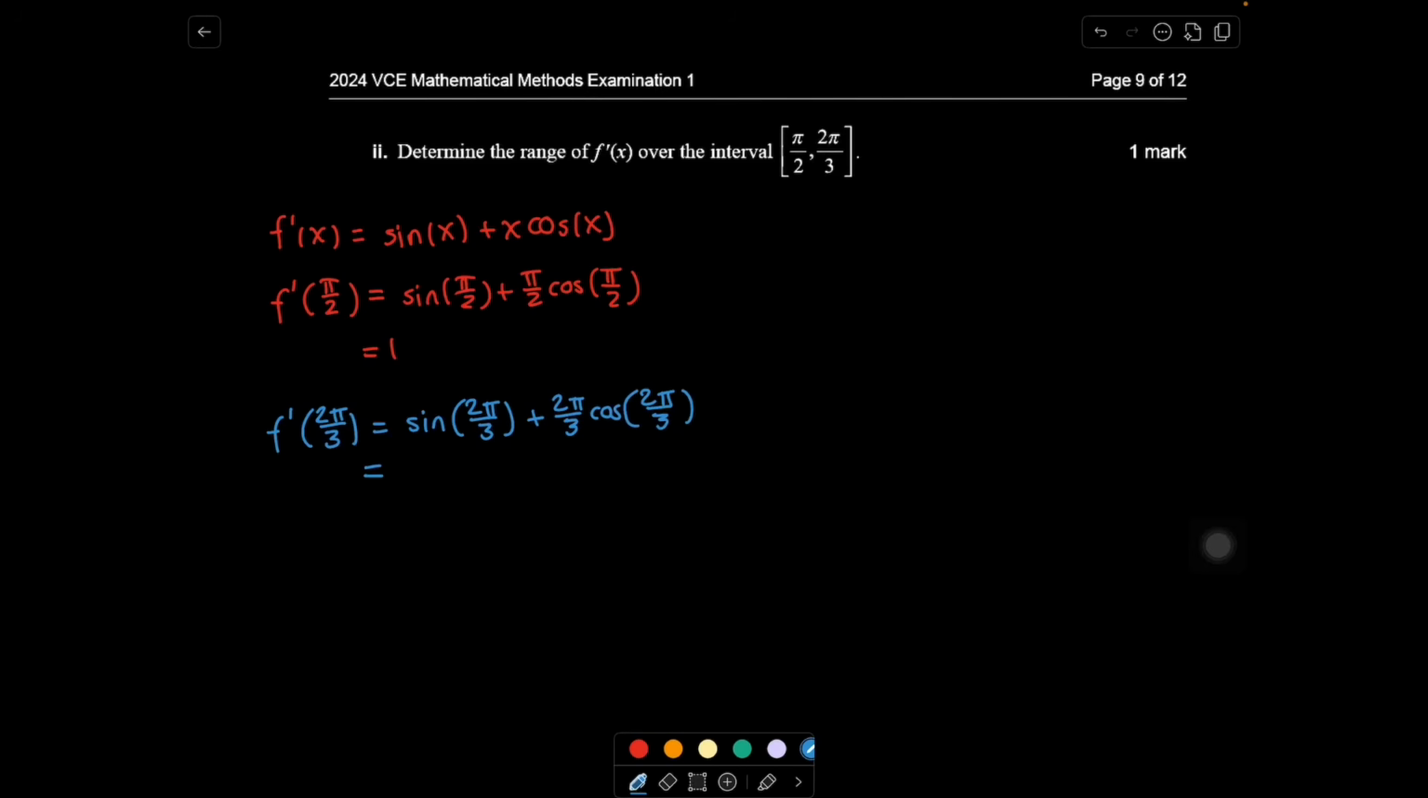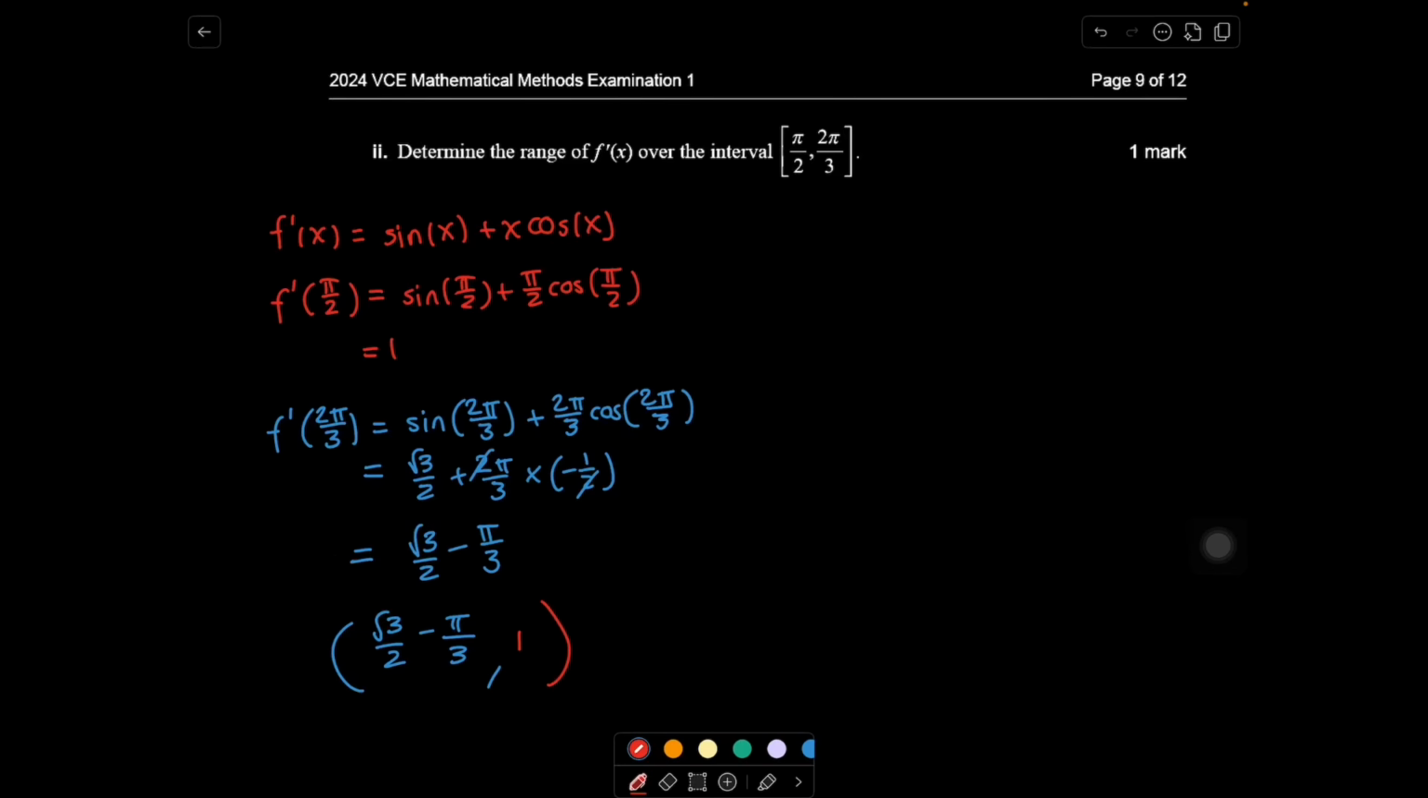And remembering your exact values, you get this. I hope you can see that these 2's cancel out, and we're left with root 3 over 2 minus pi over 3. So this is the least steep, this is the most steep. So our range is going to be this, 2, 1. But it's also important, remember the brackets.